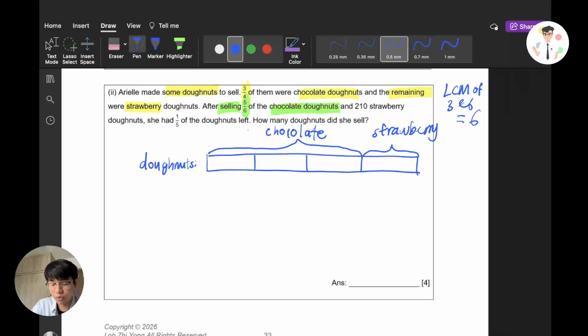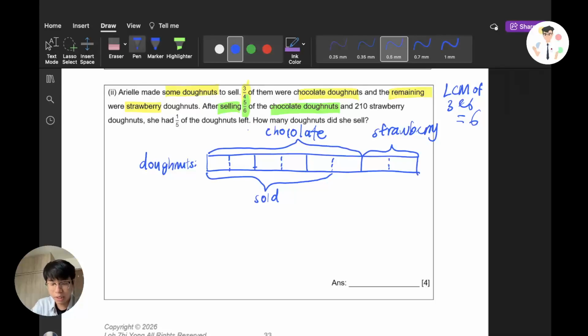So what I need to do is basically to cut here, this 3 unit to become 6. And I know 3 times what becomes 6? 2. So I cut this part to become 6. And of course, if I cut here, even strawberry, I also need to cut as well. Okay? Now, I know out of this 6, this 5 are actually being sold already.